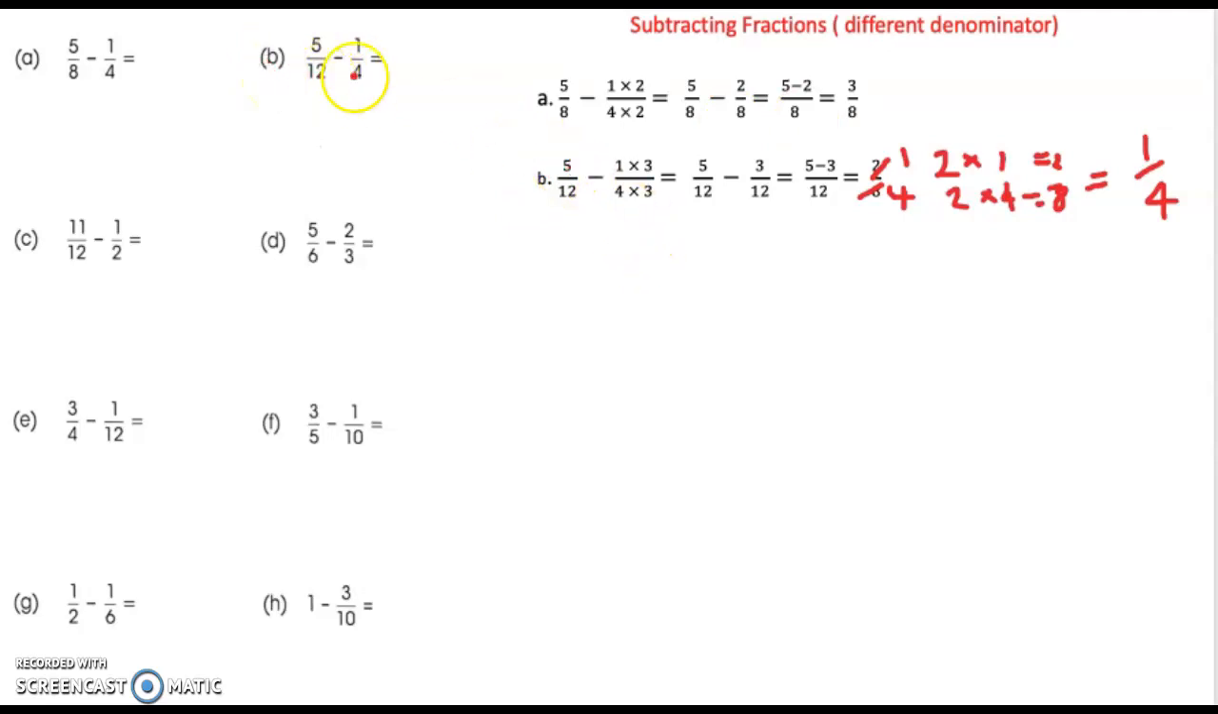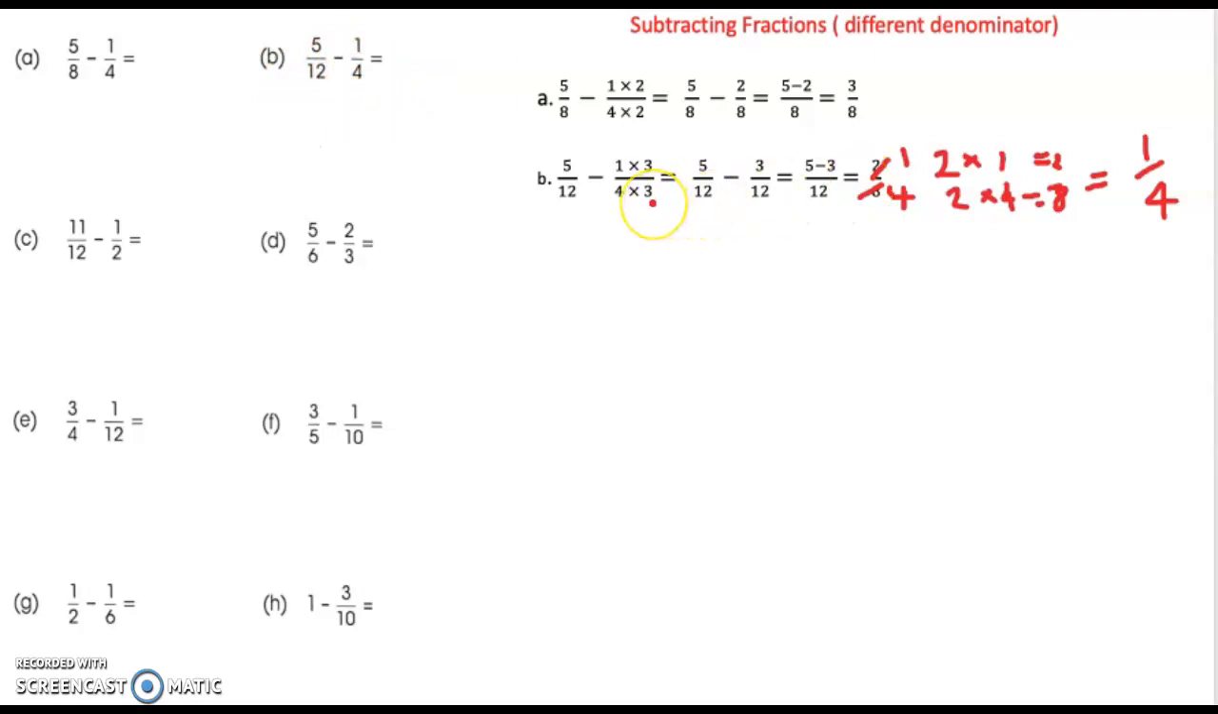Now B, we have 12 and 4. I have to make the denominator the same. So I check whether 12 is a multiple of 4. Yes, I found it. It's a multiple. So 4 times 3, I can get 12. So to make this 4 as 12, I multiply it by 3.